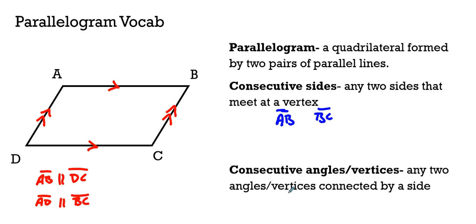Likewise, we have consecutive angles, or vertices that are connected by a side. So angle A and angle B are consecutive. Angle B and angle C are consecutive, and so on. As you work your way around, if you start at a particular vertex and work clockwise or counterclockwise, the next one you come to, whether you're looking at the sides or the vertices, is consecutive.